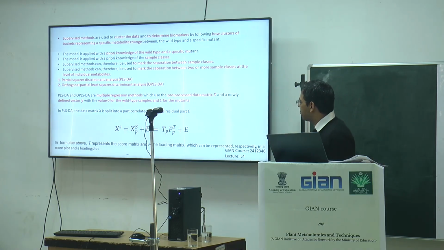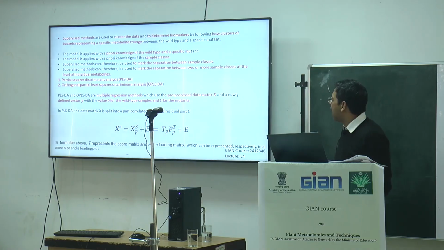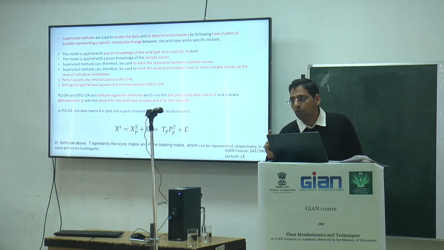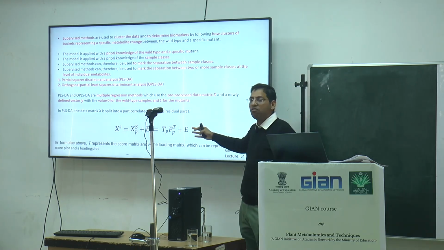Just as I was explaining, this is a multivariate regression method. Both are multivariate regression methods, and we have to use the pre-processed data, with x and y as the variables. The mean value is set for y for the wild type, and for the mutant we put in the value one. So now we have to use this PLSDA, the x and y plot.